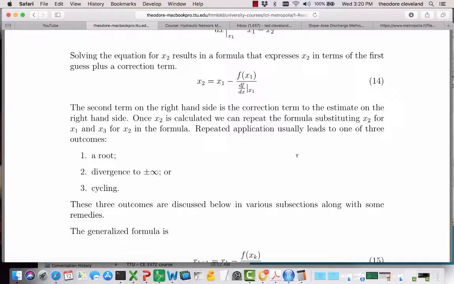Once x2 is calculated, we can repeat formula 14 and do it iteratively until we get one of three outcomes. We actually get the root we're after. The thing diverges to plus or minus infinity. When that happens, it does it quickly, and it's quite dramatic. Or we get a thing called cycling, where it hovers around. You get a series of xk, xk plus 1, xk plus 2, and they keep repeating themselves.